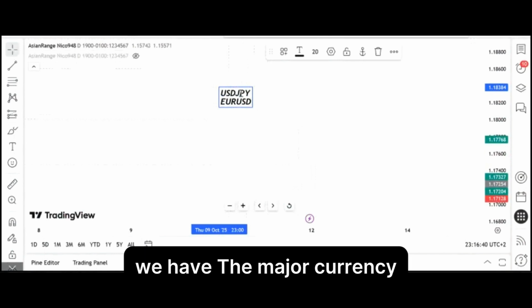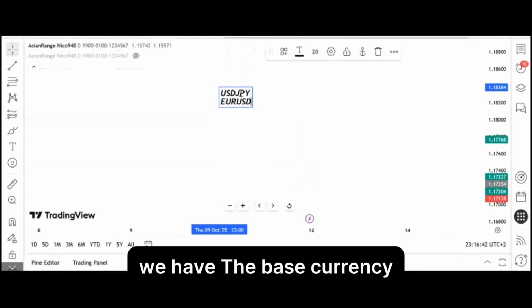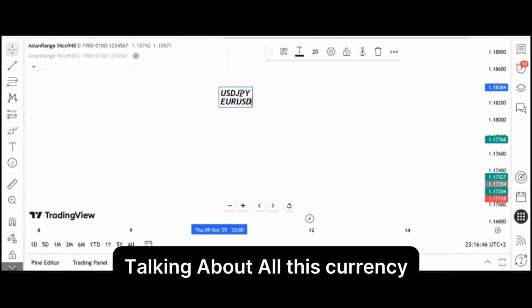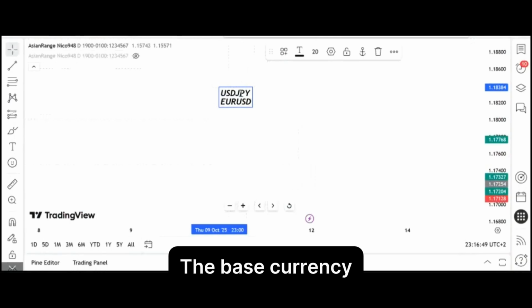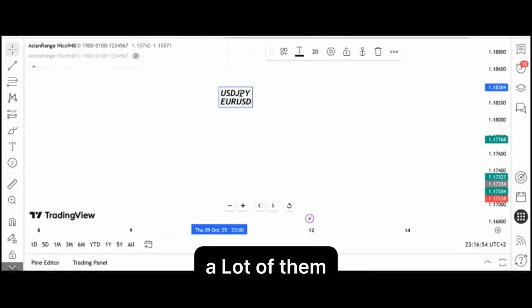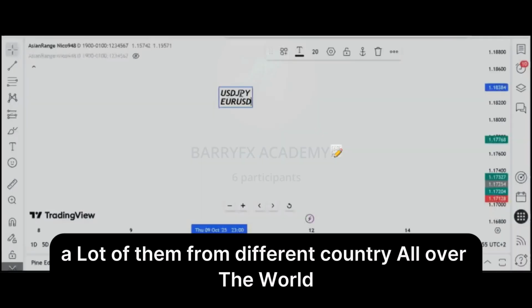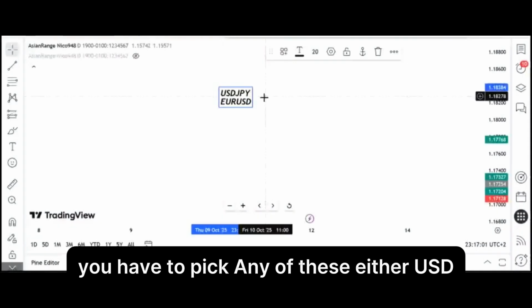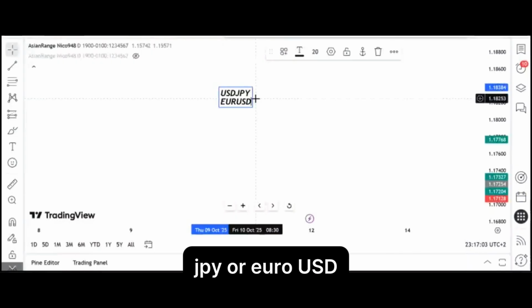We have the major currency. We have the base currency. We have the quoted currency. But I think that will be our next class. We'll be talking about all these currencies, the base currency, the major currency, the toxic currency. We have a lot of them from different countries all over the world. So if you want to trade, you have to pick any of these, either USD JPY or Euro USD.